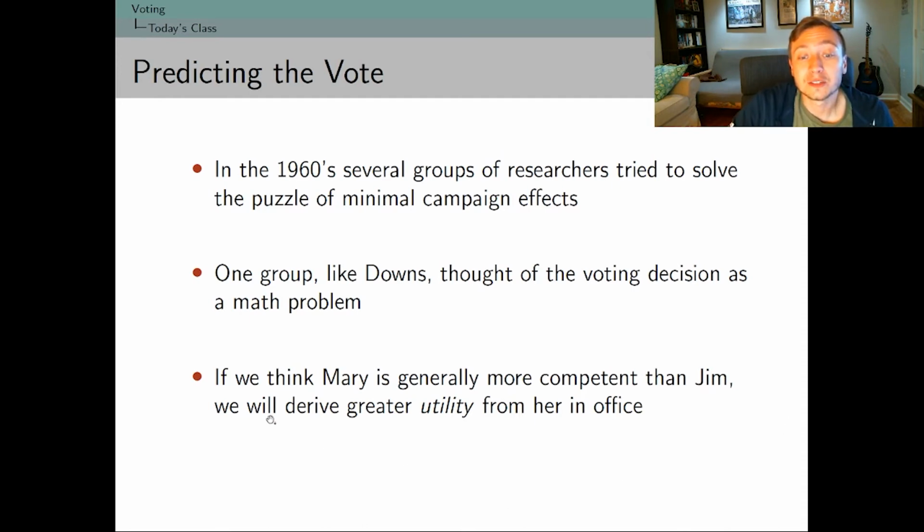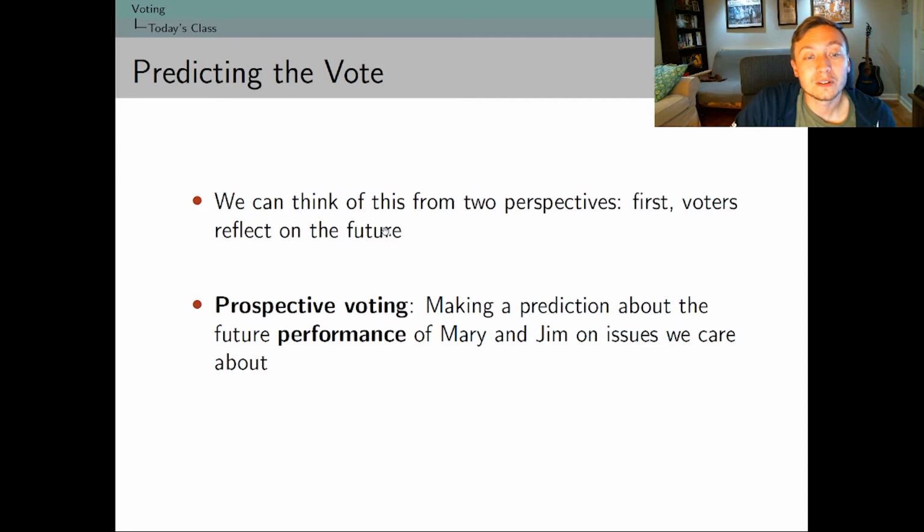And that utility, again, this is an economics term, is essentially telling us about the overall benefits that we might gain from having Mary in office or Jim in office. Right? If Mary's utility is greater than Jim's, or if it's much greater, then we're absolutely going to turn out to vote for Mary. And so Downs says, again, it's simple, right? It's really just about this very simple comparison of the candidates. This way of judging the two candidates in a holistic way, we can think about from two perspectives.